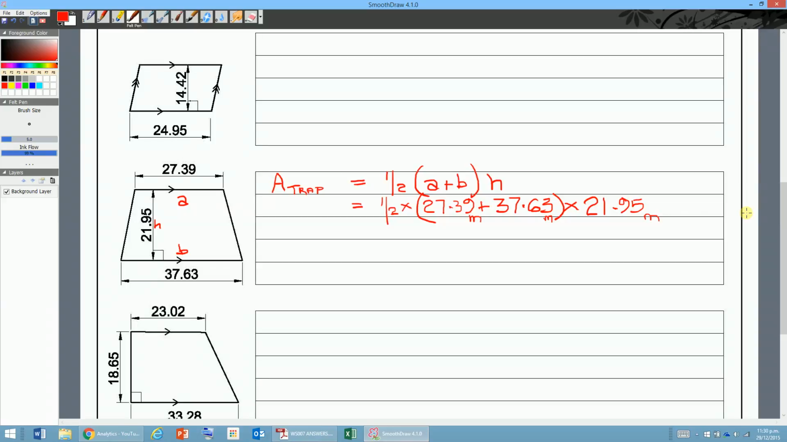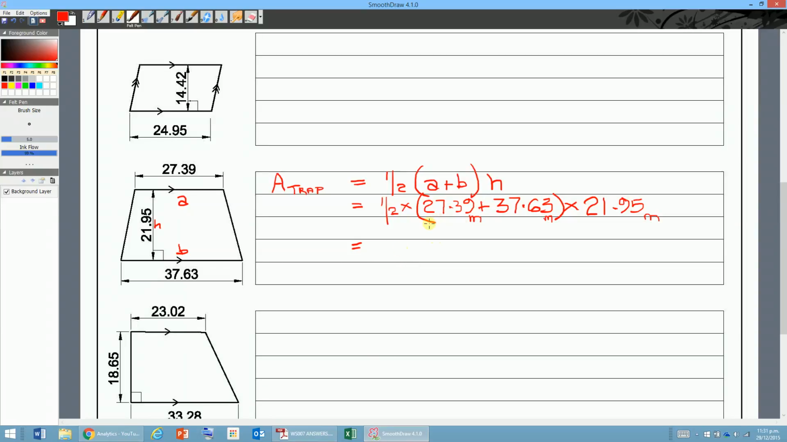Like that. Now, the thing with these is that if you add metres, you're going to get metres. So you know that if you add 27.39 metres to 37.63 metres, and then you find half of that, that's going to be in metres. And then if you multiply that by metres, of course, you're going to get metres squared.